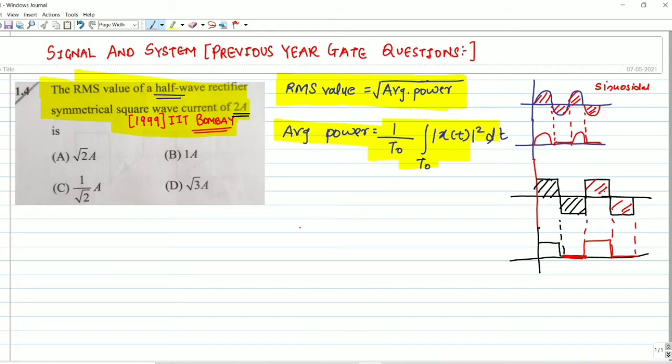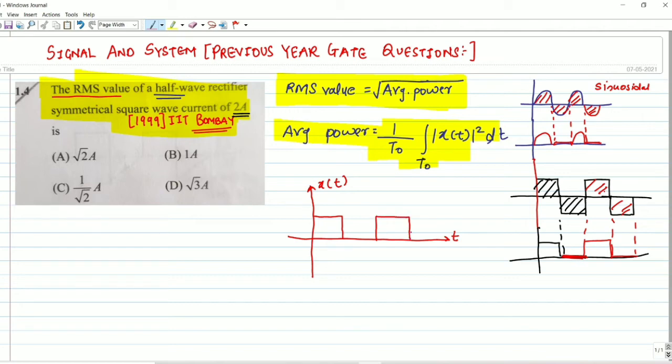Understood what is given in the question? Let me first draw this. This is my time axis, this is my x(t). Focus on the given question: the RMS value you have to find is of a half rectified square wave. We have been given a square wave. This is a square wave. Understood?